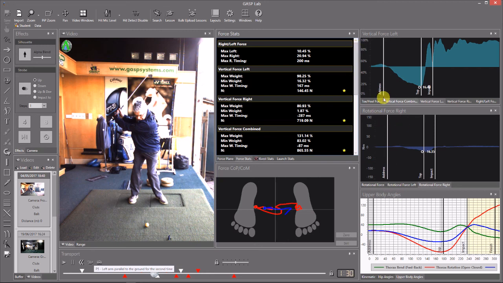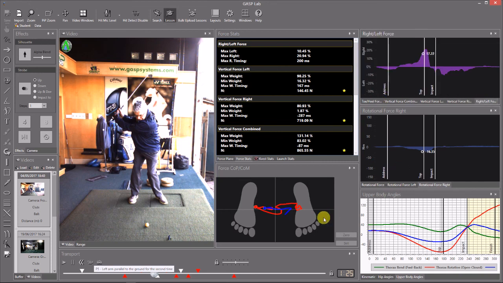From vertical, we also have toe to heel force, as we can see here, and right to left force. So we can see here that our right to left force is at its max here. As I'm starting to push into the downswing, I'm starting to peak with my right to left force.